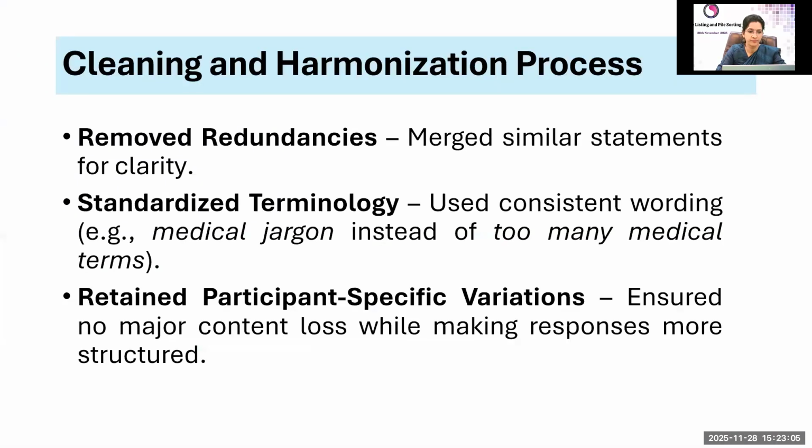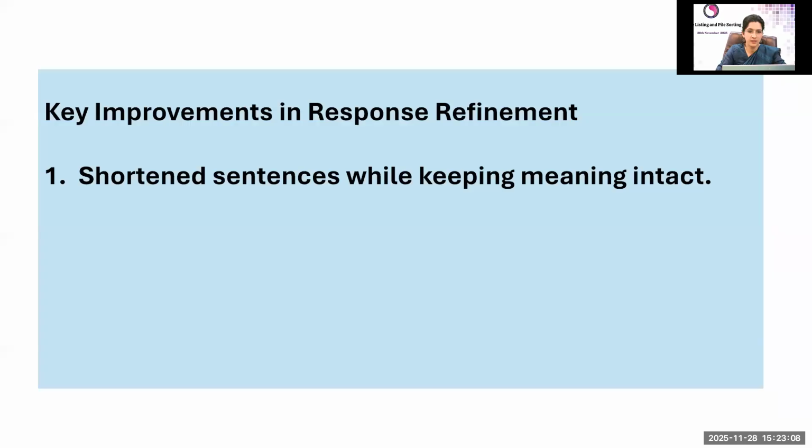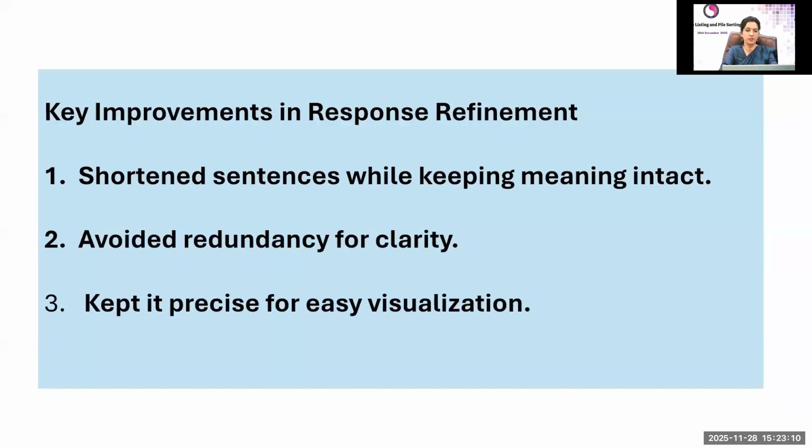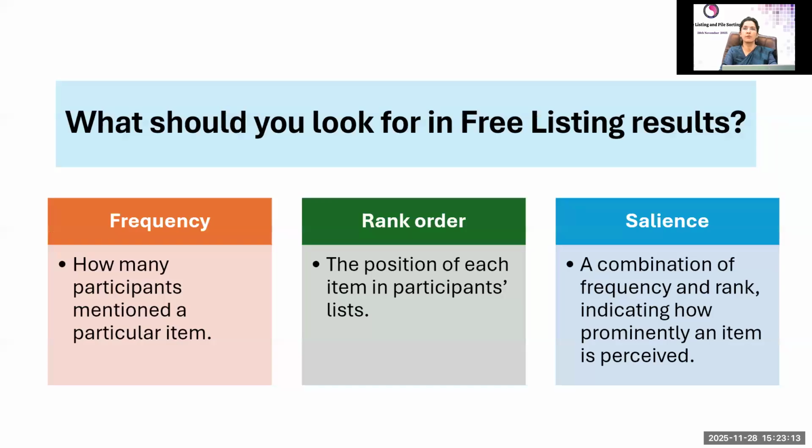So we have done up till this point: retain, free list. We have avoided redundancy and shortened the sentences. Now we basically calculate three things. We see the frequency. What is a frequency? That means, for a particular item, how many participants have listed that item? Remember, I was talking about lack of time. Lack of time was mentioned by 3 people out of 4, but Antonio did not mention that. So frequency is, out of total participants, how many of them have mentioned a particular item.